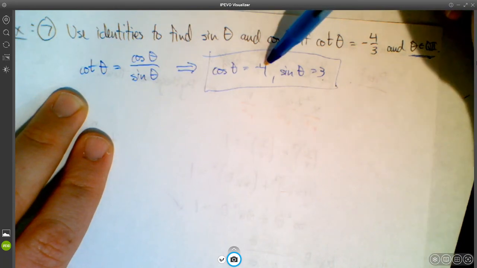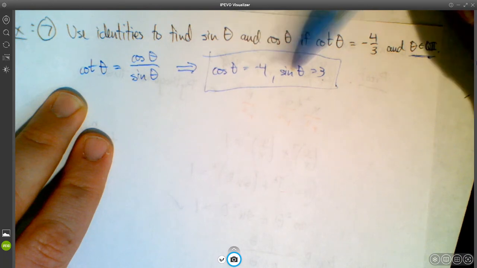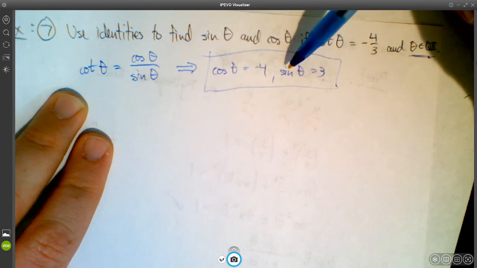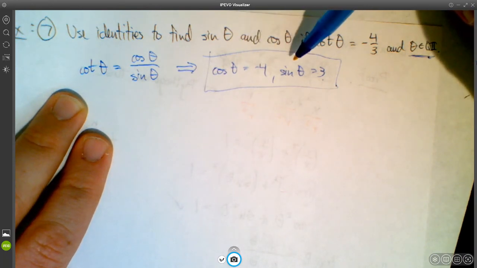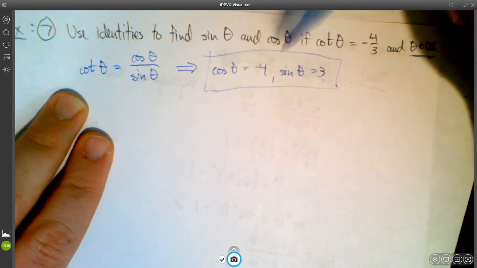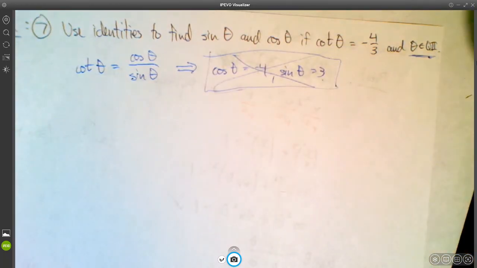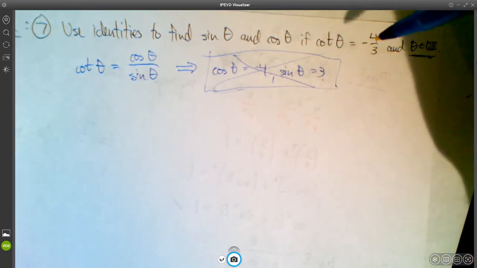Because remember that sine and cosine live between -1 and +1, right? So the answers that we're looking for have to be between -1 and +1, and so this doesn't quite work. So we need a different approach.